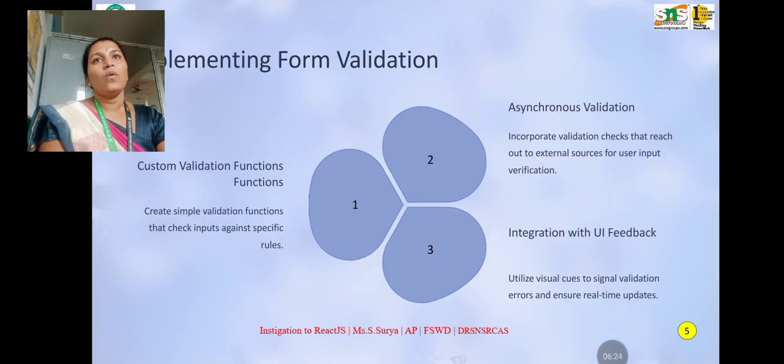So finally, what is form validation? It's about data integrity and user experience. It goes with state-driven controlled components. React Hook Form or Formik simplify large forms. And the last one is that client-side and server-side validations will be there.